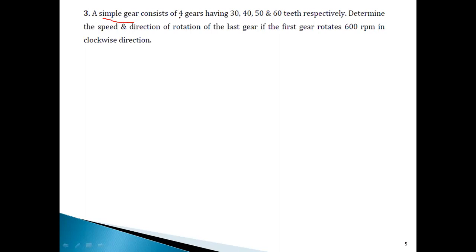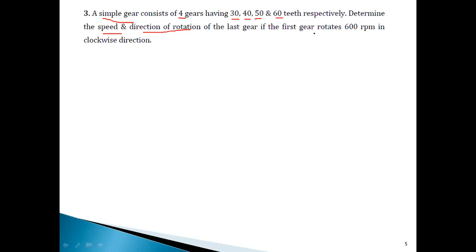How many gears are there in this question? The number of gears mounted is 4, which means each gear is mounted on its own shaft. So there are 4 gears and 4 shafts. He has given the number of teeth for each gear: 30 teeth, 40 teeth, 50 teeth and 60 teeth respectively. Determine the speed and direction of rotation of the last gear. The last gear will obviously be the driven gear, so for the driven gear you need to find the speed as well as the direction of rotation.